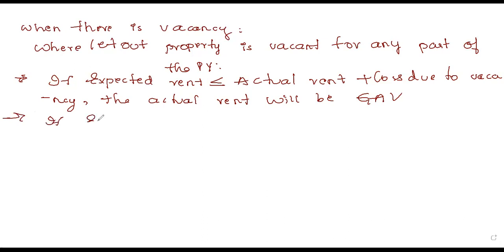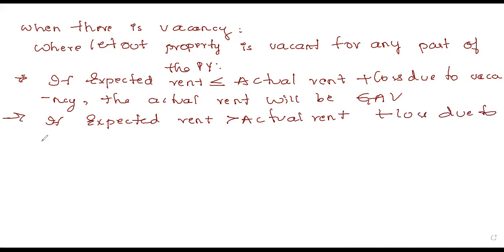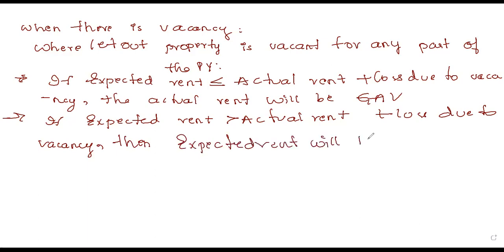So if expected rent is greater than actual rent, then you add that with loss due to vacancy, then expected rent will be GAV. So nothing else they're telling. So in this first situation, your GAV will be your actual rent. In this situation, your expected rent will be your gross annual value.